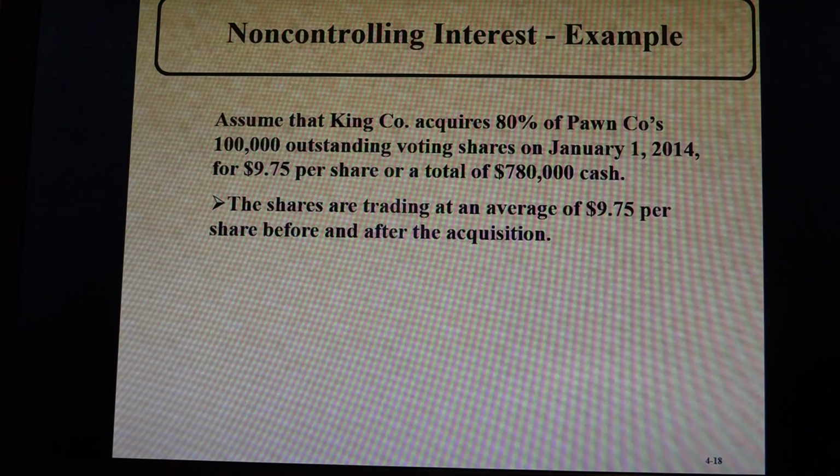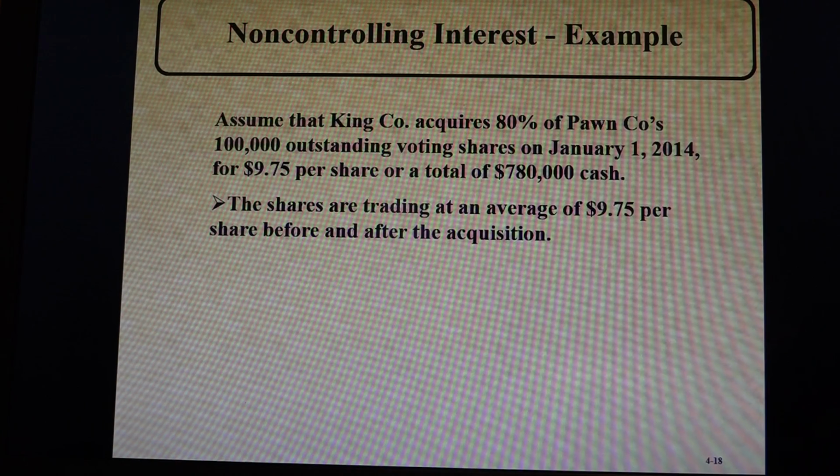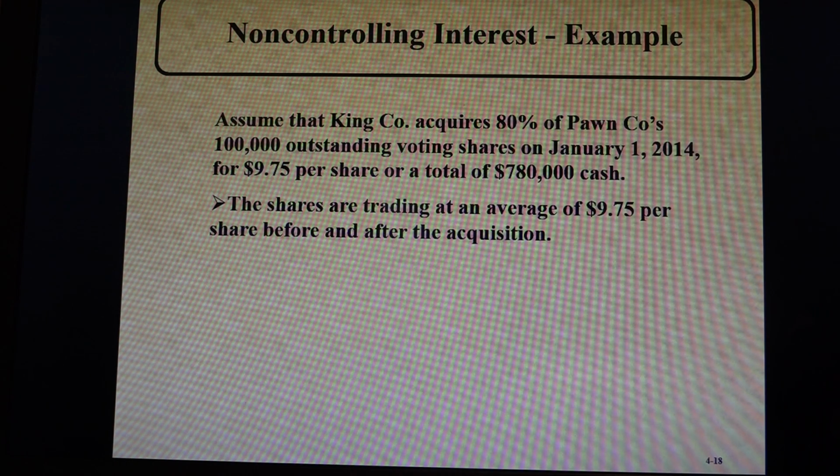And note this is a little different than before, where they're not paying a premium. And so the shares are trading at an average of $9.75 per share before and after the acquisition. So in this case, the non-controlling shareholders' shares are also trading at $9.75 after the acquisition.